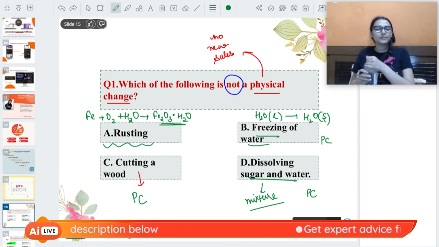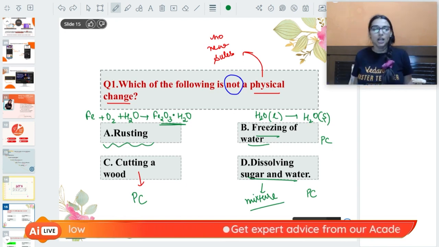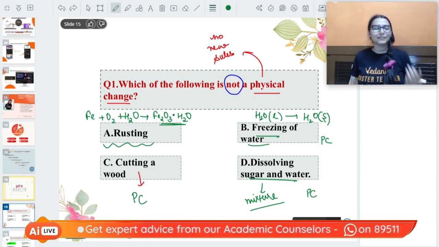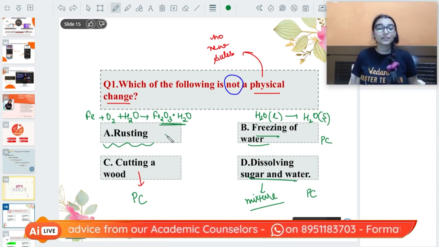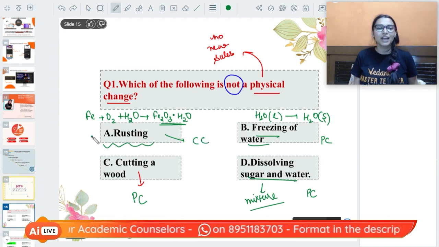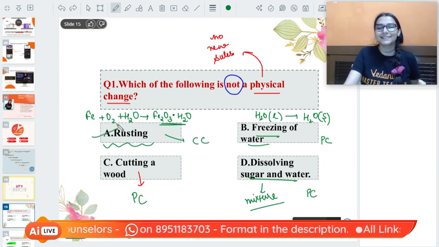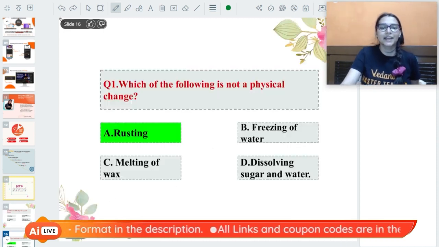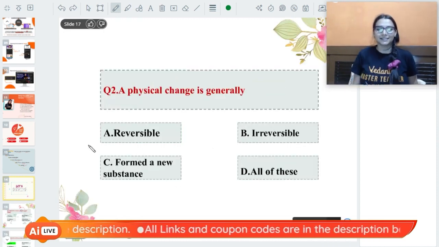So clearly a new substance is being formed. The chemical composition of iron has been changed. This is a chemical change, not a physical change. Okay, guys? So the answer would be option A, that is rusting.